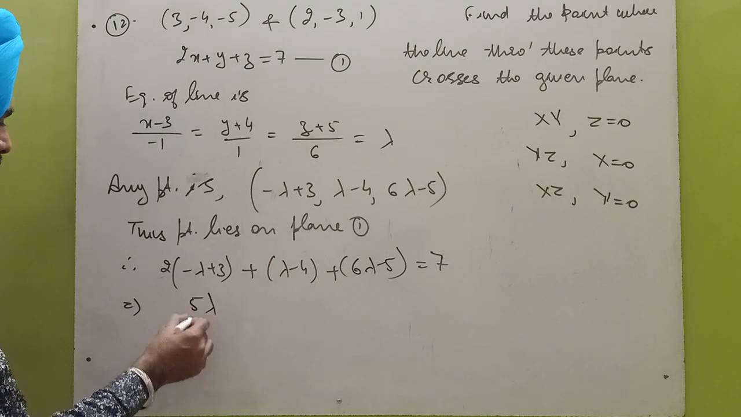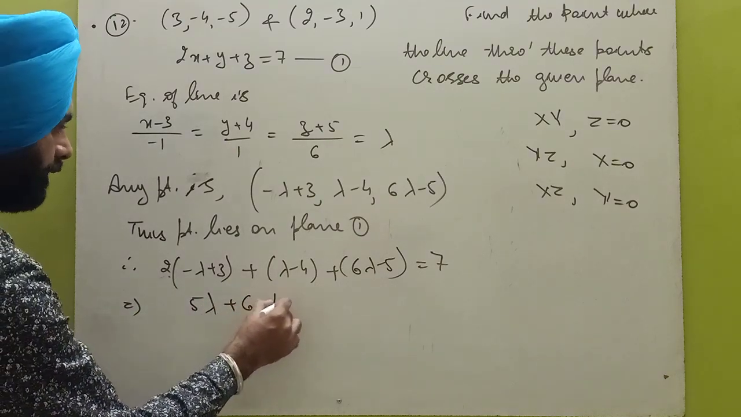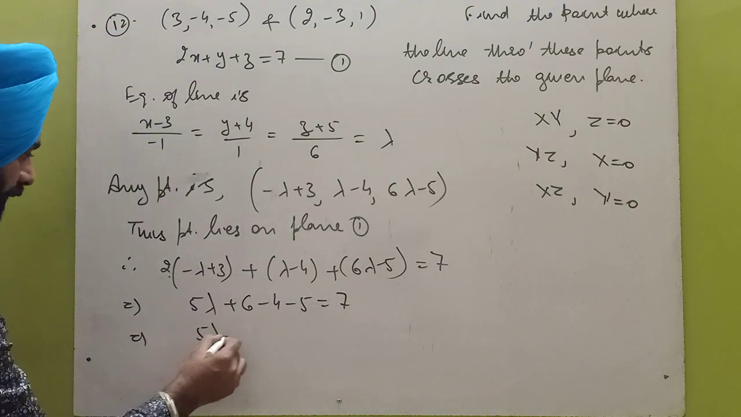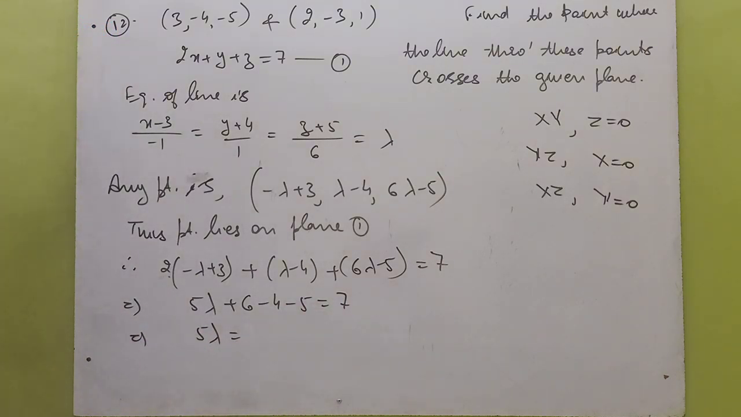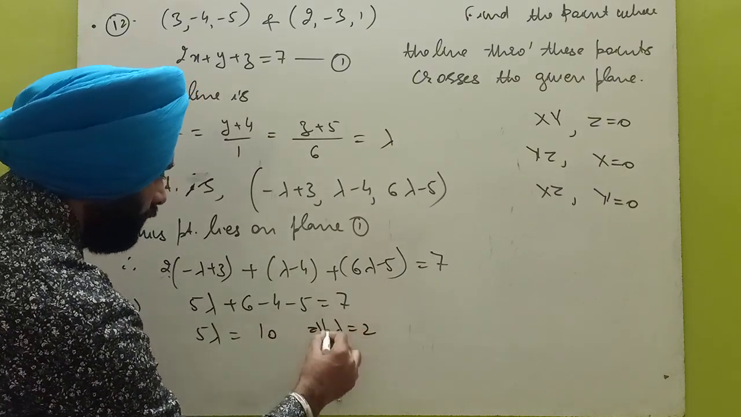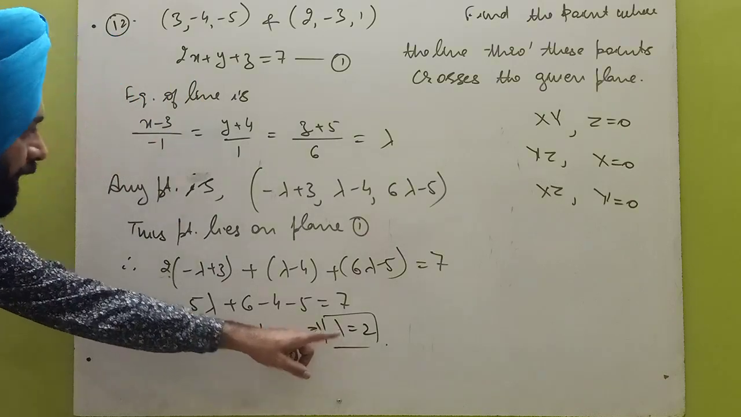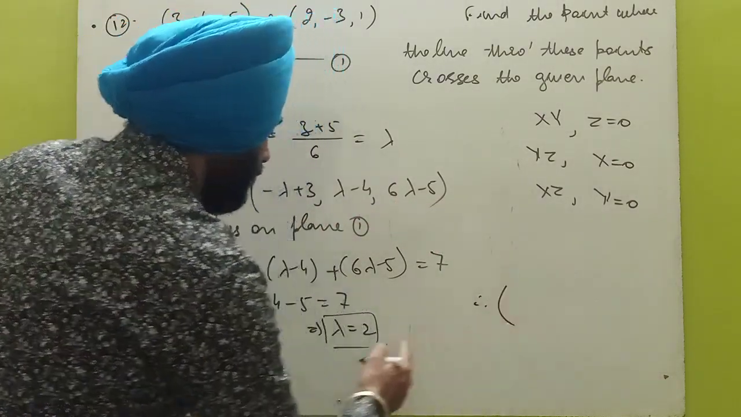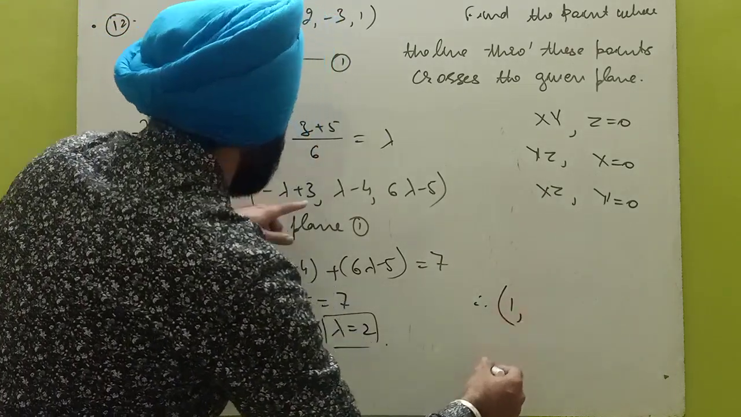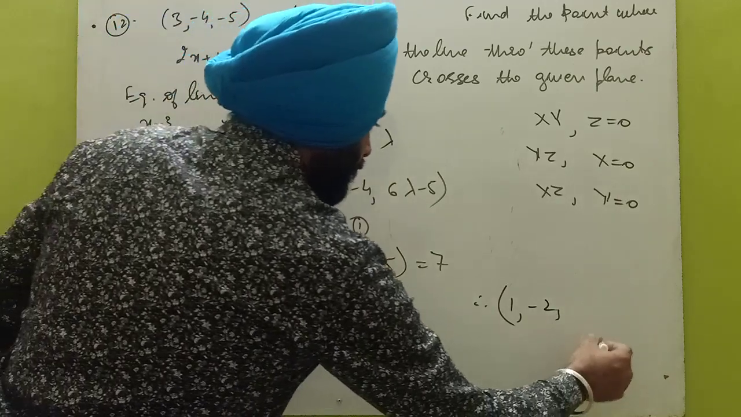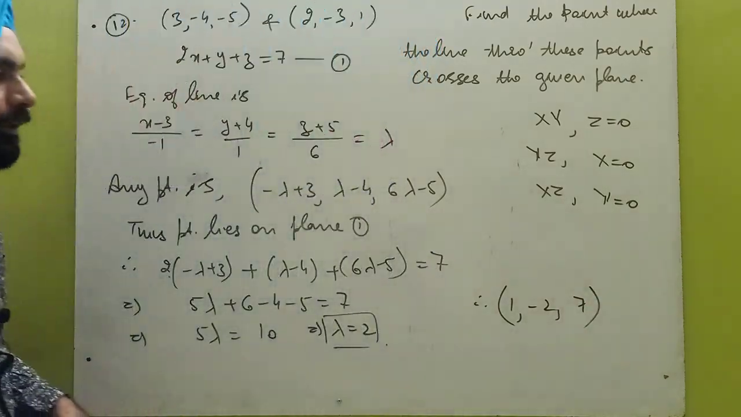So there is 5 lambda, plus 6 minus 4 minus 5 is equal to 7. So 5 lambda is equal to 6 minus 9, which is minus 3, plus 10. So the value of lambda is 2. So now by putting the value of lambda in this point, we can find the coordinates of the point, which are, put lambda equal to 2. So that is 1, 2 minus 4 is minus 2 and 12 minus 5 is 7. So this is the required point.